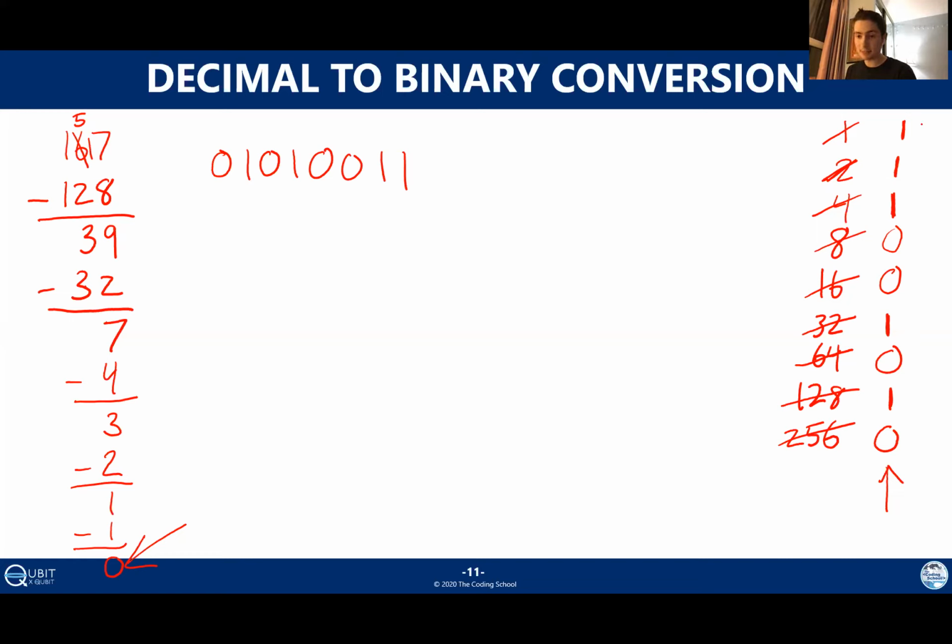And just like in the decimal world, we often just omit any leading zeros. So I'm just going to remove that. It doesn't change the value of the number. And that's it. This is the binary representation of what we started with, 167.